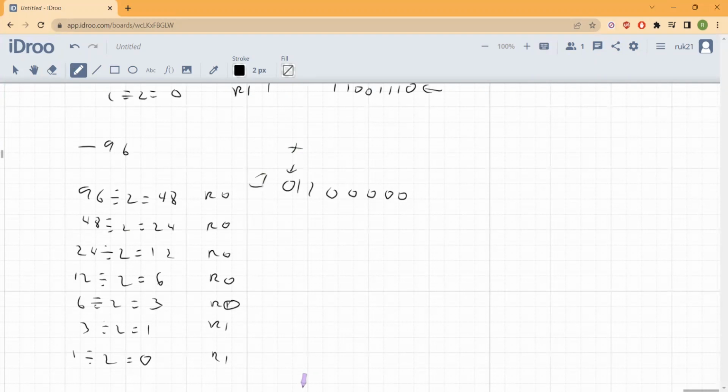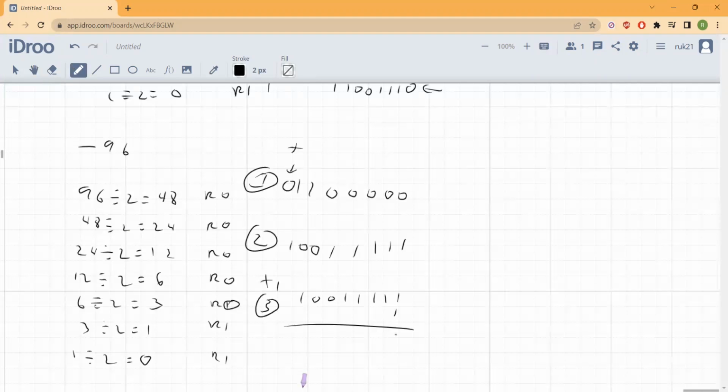Now, that was our first step. Our second step, again, is to just flip all the bits. So 0s become 1s and 1s become 0s. So 1, 0, 0, 1, 1, 1, 1, 1. Finally, on step 3, we're going to add 1.